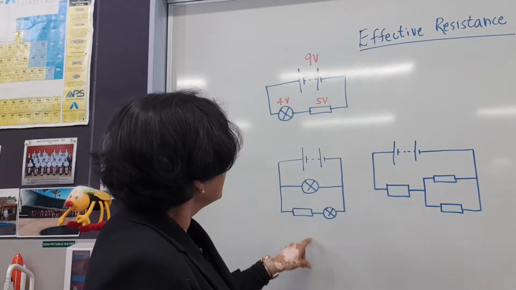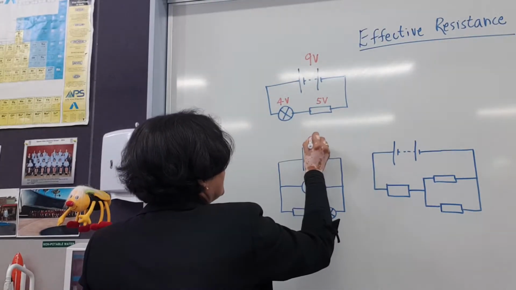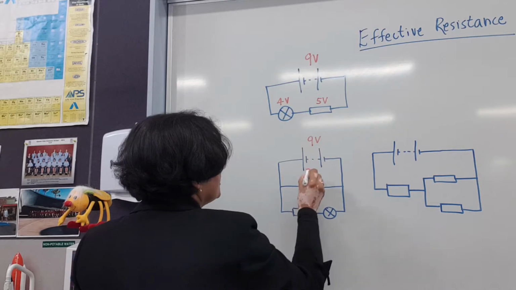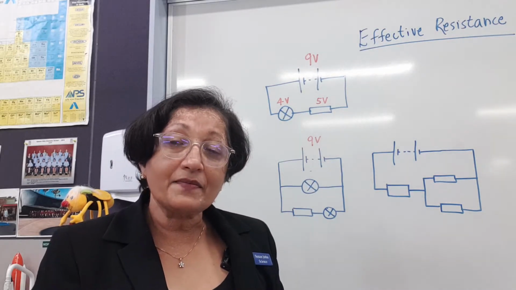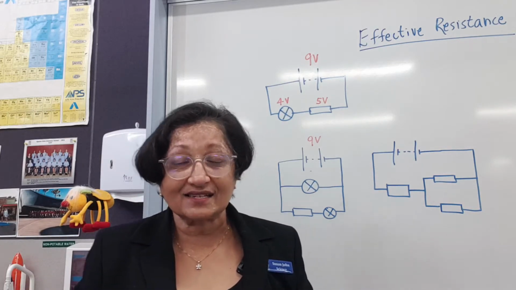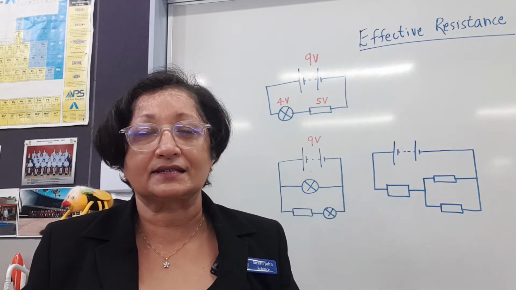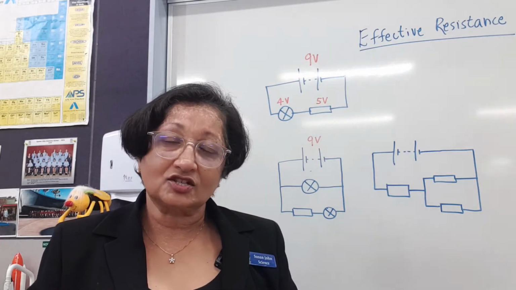So here's another example. There's a series circuit, and here's a parallel circuit. If this is a 9-volt battery, you know that the voltage across each branch is the same. Just to elaborate on what a branch is, the best way of identifying how many branches there are in a circuit is to look for junctions. So what is a junction?